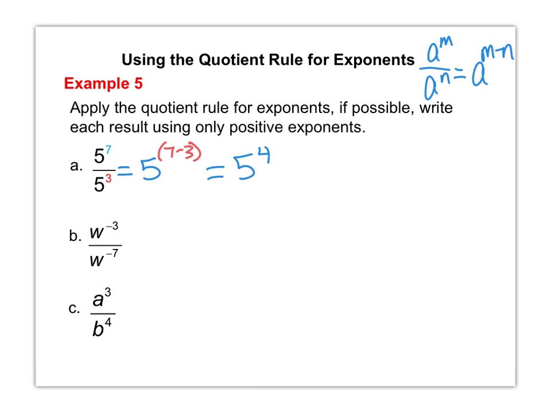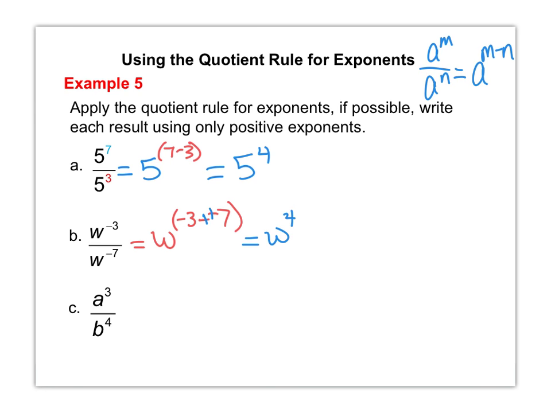For part B, these negative exponents, we can do this a couple ways. If we apply the quotient rule, we can write this as w and subtract the exponents. Since the bases are the same and it's a division problem, you can subtract the exponents, and we get -3 minus a -7. When you simplify the exponents, that minus and negative becomes a positive, so this can be written as w to the 4th power.